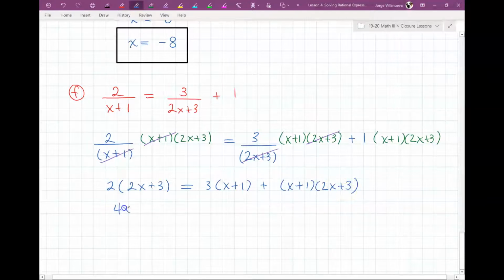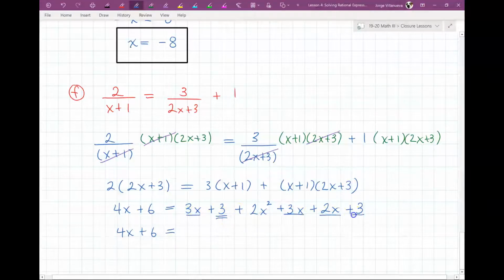So this will be 4x plus 6 equal to 3x plus 3 plus, now we have to distribute x plus 1 times 2x plus 3, so let's do the first terms, that's 2x squared, the outer terms, that's 3x, the inner terms, that's 2x, and the last terms, that's a 3. Now, you just have to combine everything here, so 4x plus 6 equals, let's see, I have this, and this, and this as like terms.